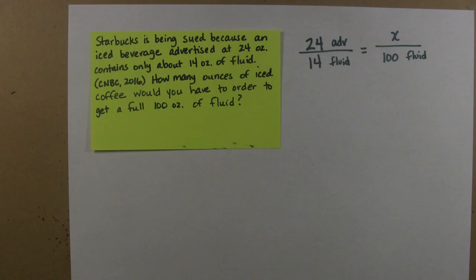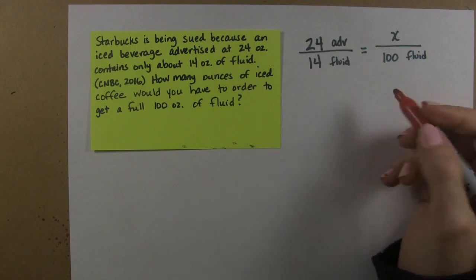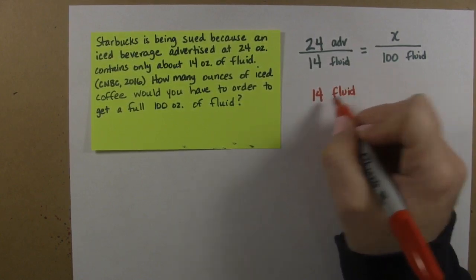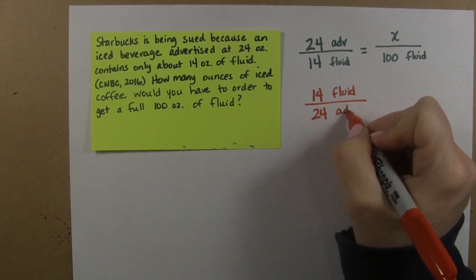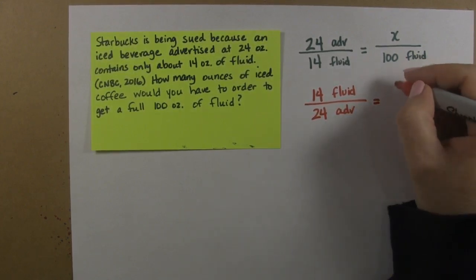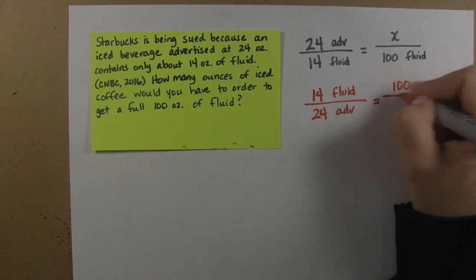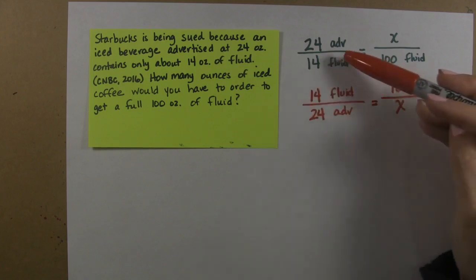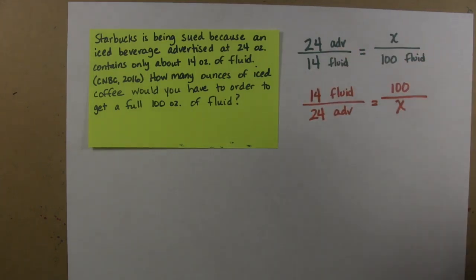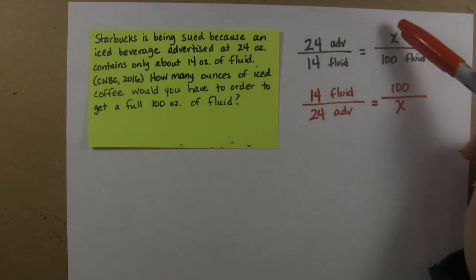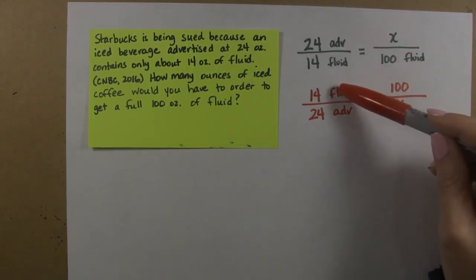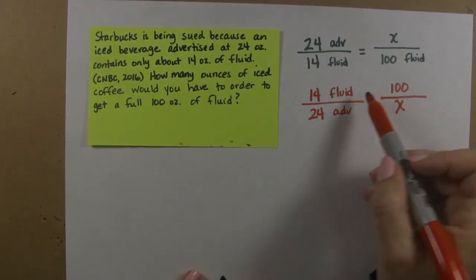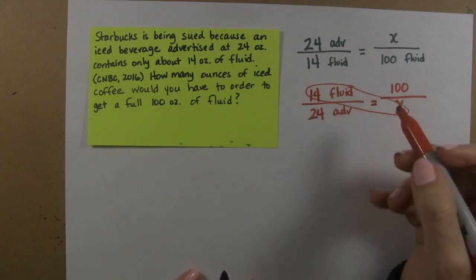However, it is not the only proportion that you could set up. You could do it the opposite way. You could say there's 14 ounces of fluid for every 24 ounces advertised. And that means that if I want 100 ounces of fluid, I need X number of advertised ounces. Notice that these are just flipped. It doesn't matter as long as you're consistent. Advertised to advertised, fluid to fluid. Fluid to fluid, advertised to advertised. Either way, you're going to get the same answer. So let's do this one because that one is the last one I wrote.